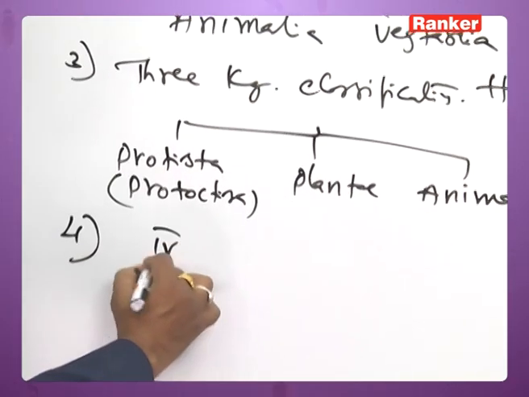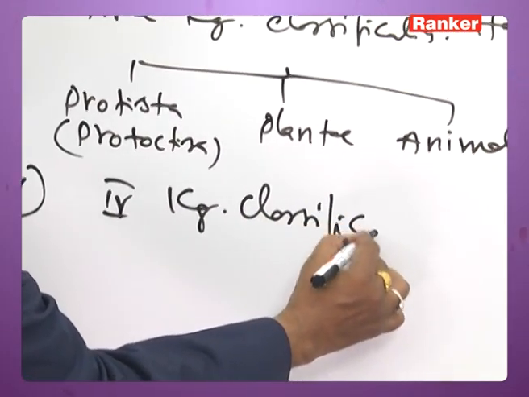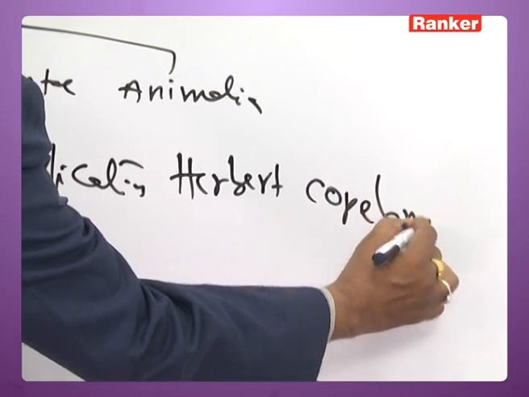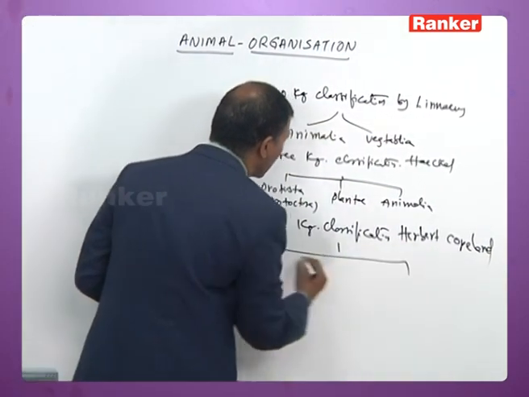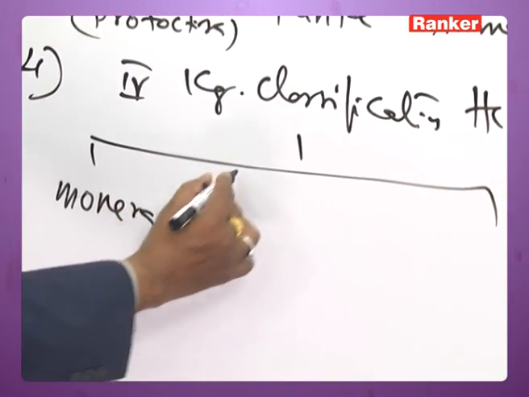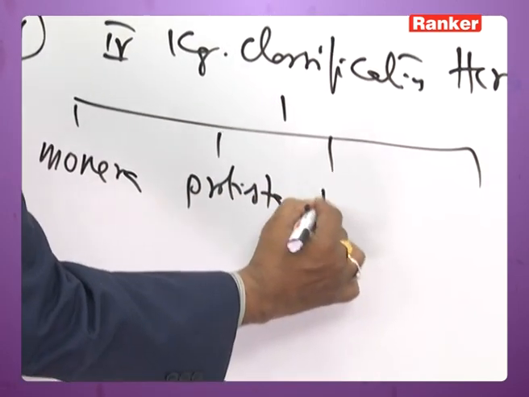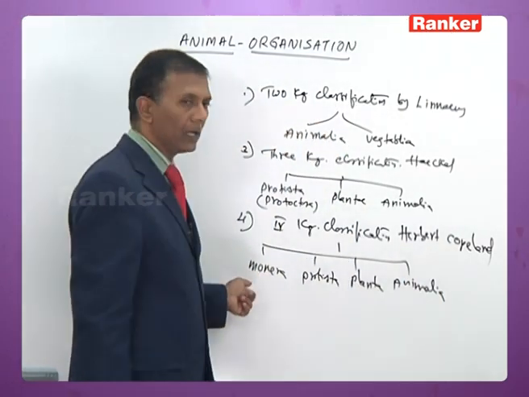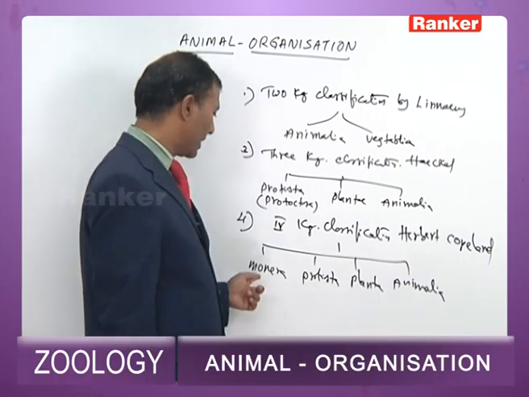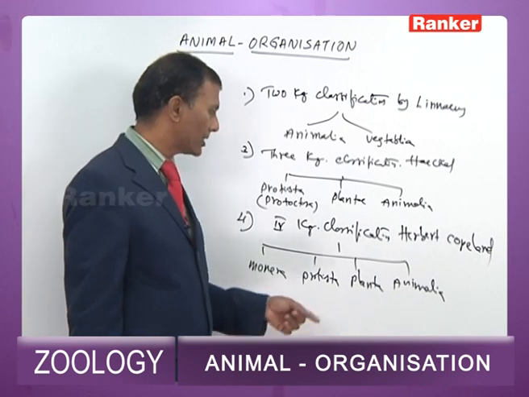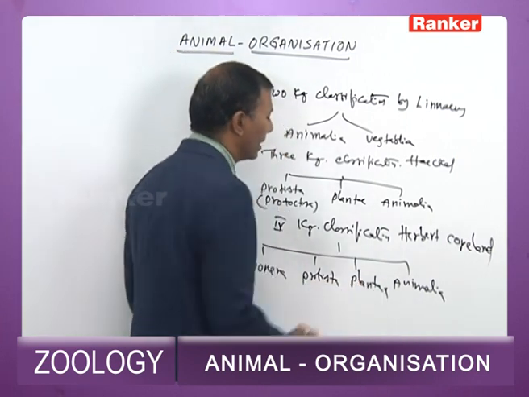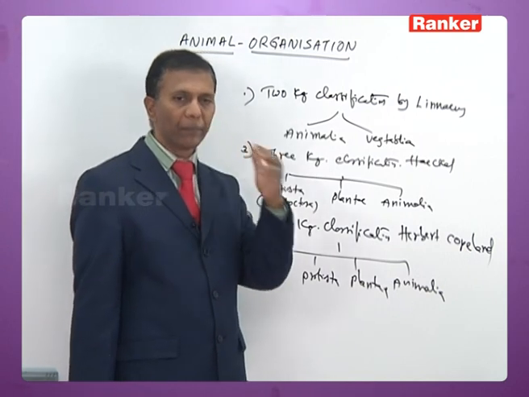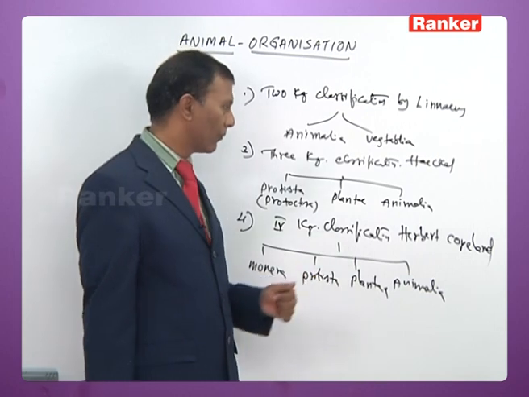Then next, four kingdom classification was put forth by Herbert Copeland. He divided the organisms into four kingdoms, that is, there was an addition of Monera, Protista, Plantae and Animalia. Monera included all prokaryotic organisms, Protista all unicellular organisms, Plantae all multicellular autotrophic organisms, and Animalia all heterotrophic organisms. That is, there was no separate place for the fungi in the four kingdom classification.